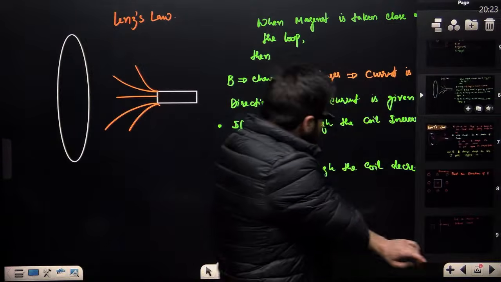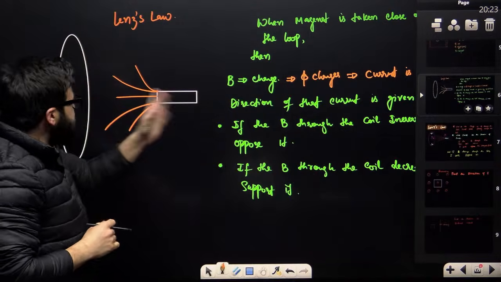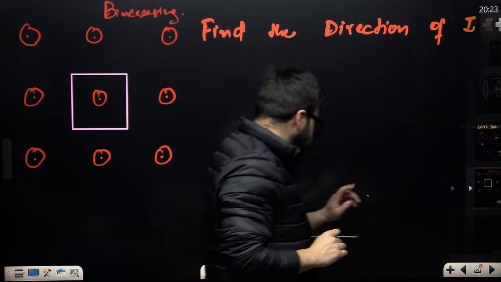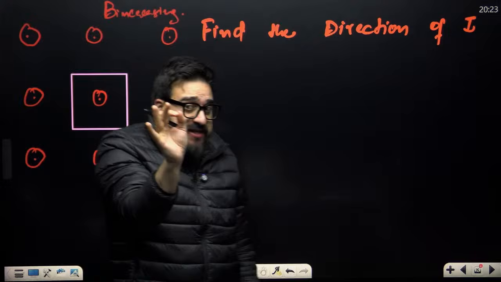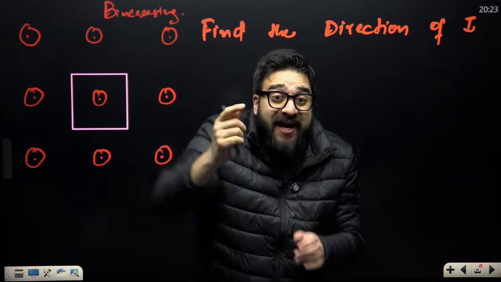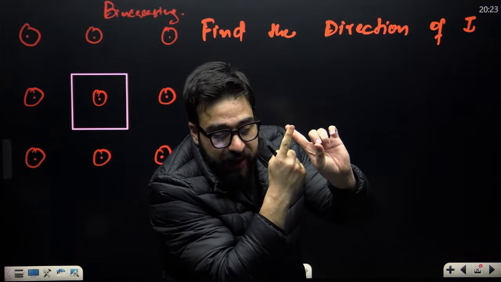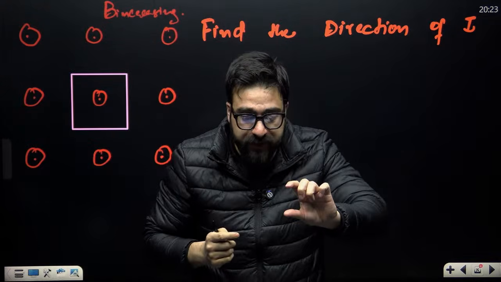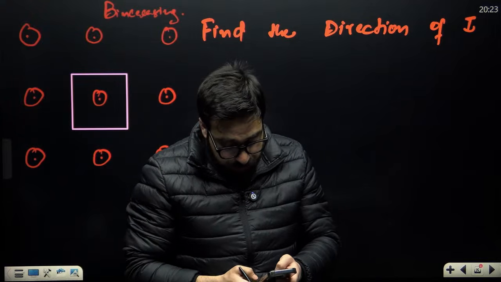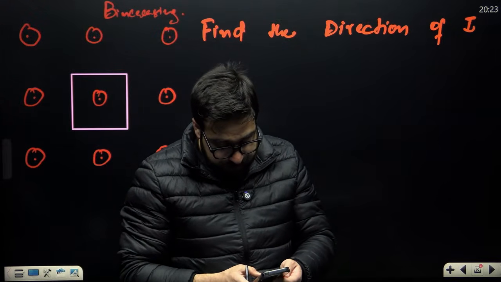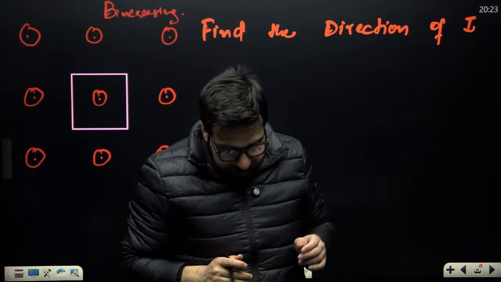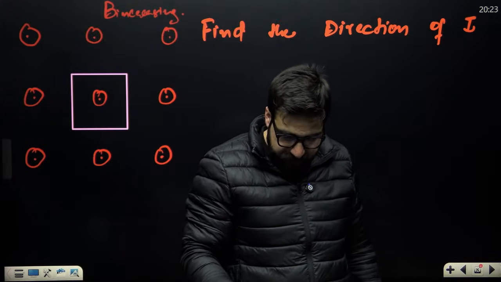Now, let me show you the question. From the question, you would be able to understand how the direction of the current is going to be. Listen to me very carefully. Lenz's law says that if the primary magnetic field through the coil increases, current will oppose it. If the primary magnetic field decreases, current will support it. Are you getting me, my dear NEET aspirants, what I'm trying to say in this particular case?